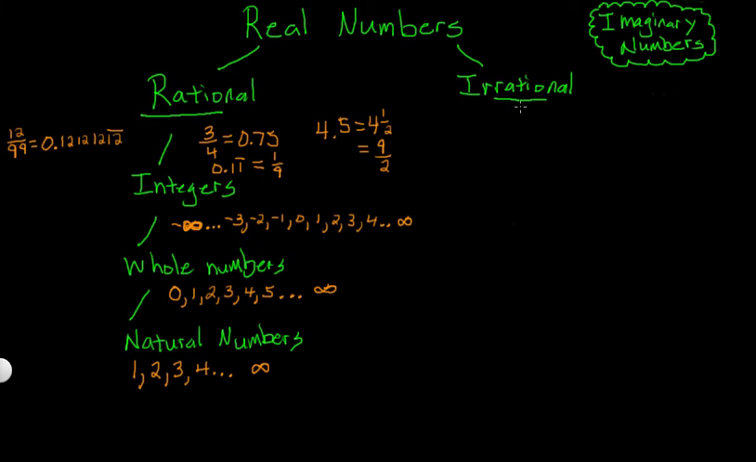Irrational numbers, as the name suggests, are numbers that you cannot create based on the ratio of two integers. So irrational numbers are what we call non-repeating, and non-repeating means there's no pattern in the repetition. And they are non-terminating, which means it doesn't end. The decimal does not stop.